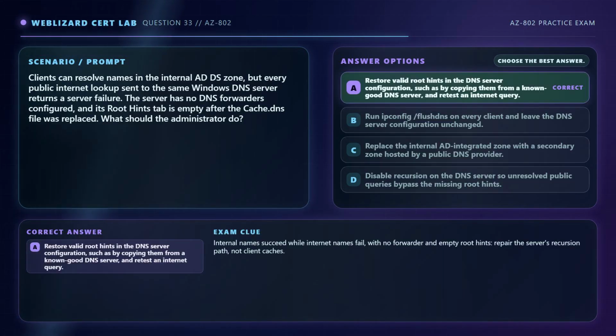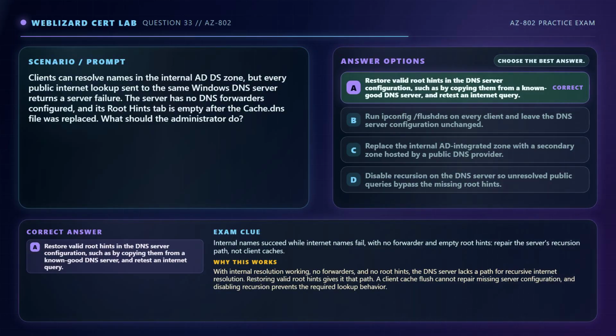The correct answer is A. Restore valid root hints in the DNS server configuration, such as by copying them from a known good DNS server, and retest an internet query. With internal resolution working, no forwarders, and no root hints, the DNS server lacks a path for recursive internet resolution. Restoring valid root hints gives it that path.